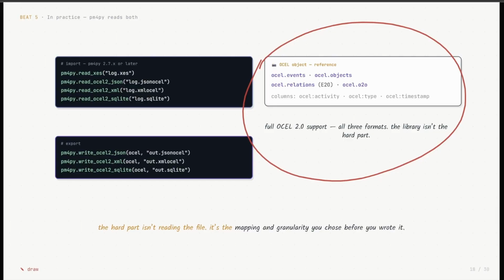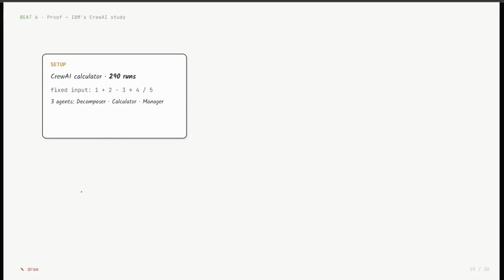You see which results, how your agents will act in different situations, and there is also simulation. You can simulate how your agents would work, and it's not really a 100% solved question. So there was actually research about precisely the subject. So IBM took a Crew AI calculator and ran it 290 times on a fixed input.